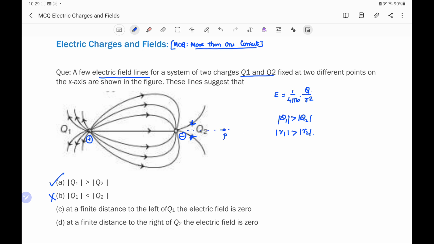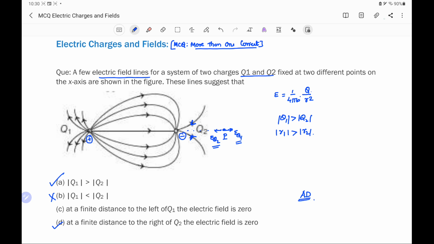Hence, we can see that such a point can be on the right side of Q2. Say this is the point P. So the electric field due to Q1 will be outward and the electric field due to Q2 will be inward towards Q2. These two are in opposite directions and should be equal in magnitude, giving the net field 0. Hence option D is the correct option. So A and D are the correct options.